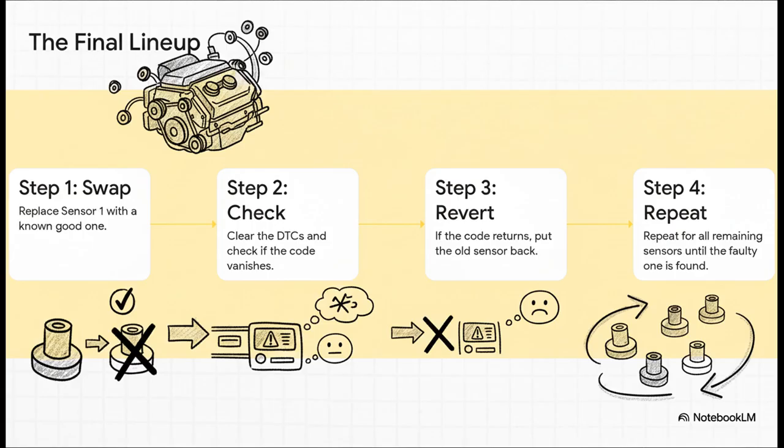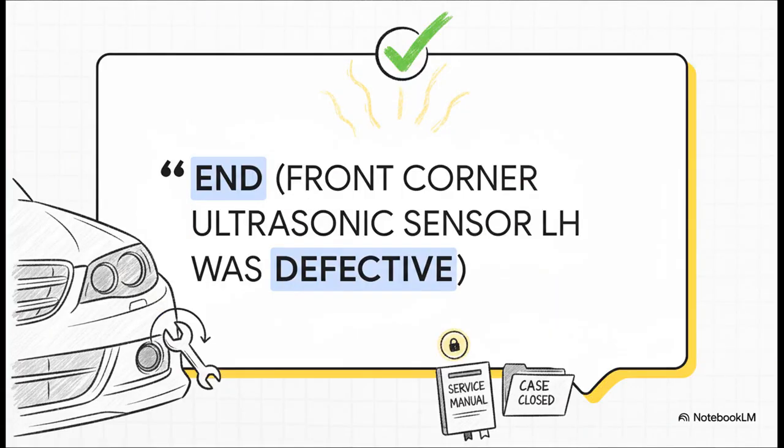If it does, nope, that wasn't it. You put the original back in and move on to the next one. And you just repeat that process until that error code finally disappears for good. And then, after swapping out that front left corner sensor, success. The code is cleared, and this time it stays cleared. The system is back online. The service manual gives us this beautifully simple conclusion.